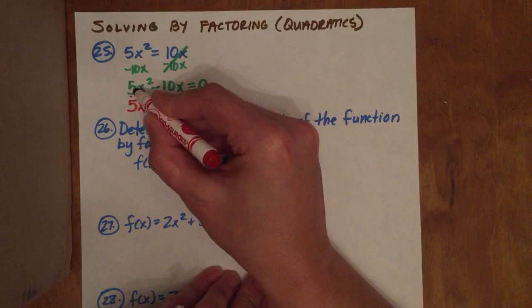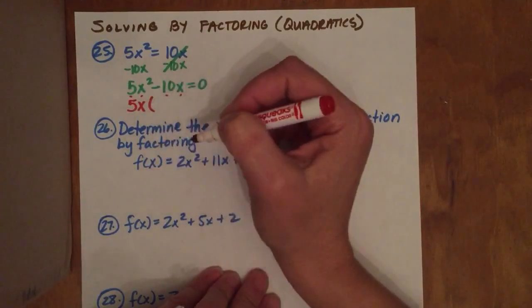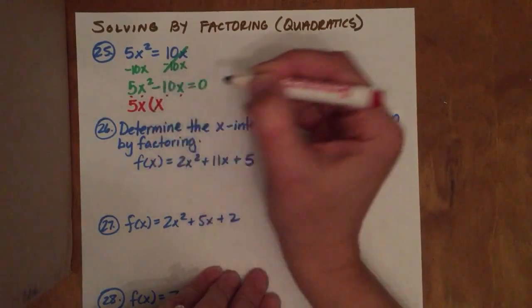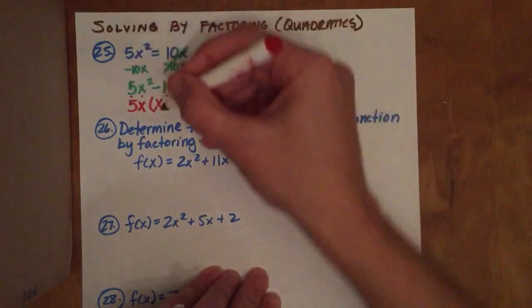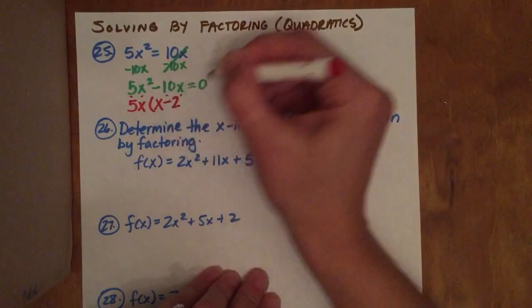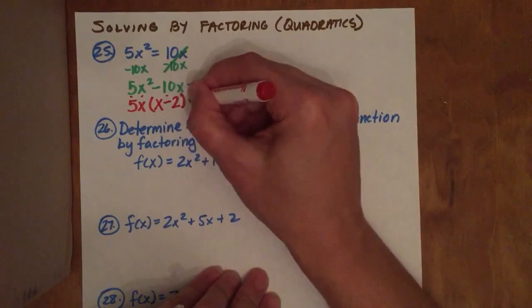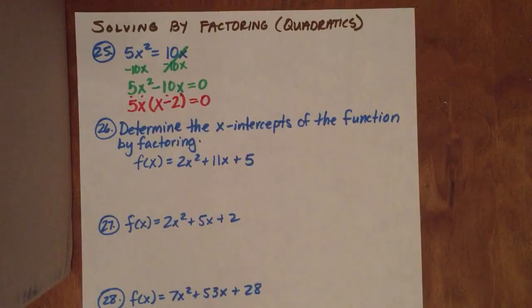So I'm going to take 5x squared and divide it by 5x. 5 divided by 5 is 1. I don't have to write that. It's understood. And x squared divided by x is x. Then if I take 10 divided by 5, that is 2. And x divided by x is just 1. So I leave it just like this. So now I have 5x times x minus 2 equals 0.